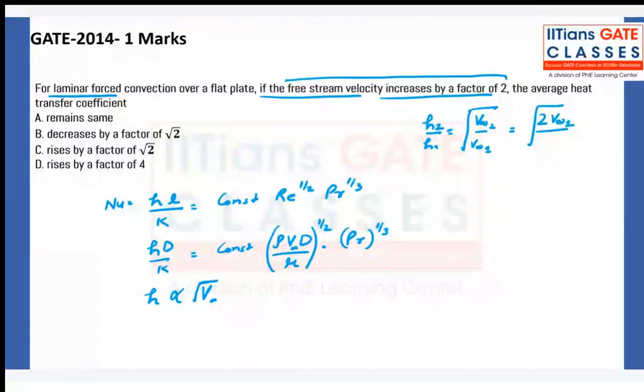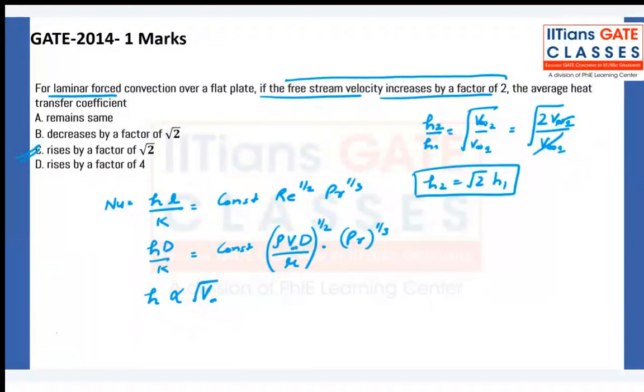This is V infinity 1, and this will get cancelled. So H2 is equal to root 2 times H1. So the heat transfer coefficient is going to increase by root 2 times, it rises with a factor of root 2. Yes, very nice. So C is the right answer. Let's move on to the next question.